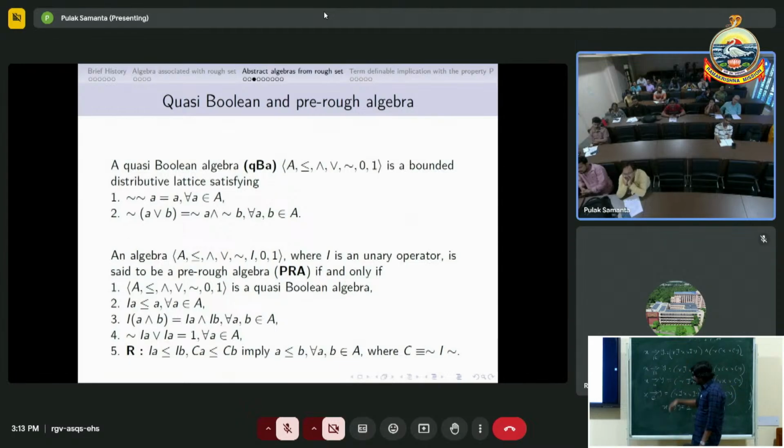Okay, so all these implications are term definable, meaning defined in terms of other operators, and they satisfy the property P. And interestingly, all these implications are different. That means we have the logic corresponding to this P-rough algebra with respect to each of these implications, and all these logics are different. And logic means sound and complete, obviously. I am going to take the example. Okay, skip this example.